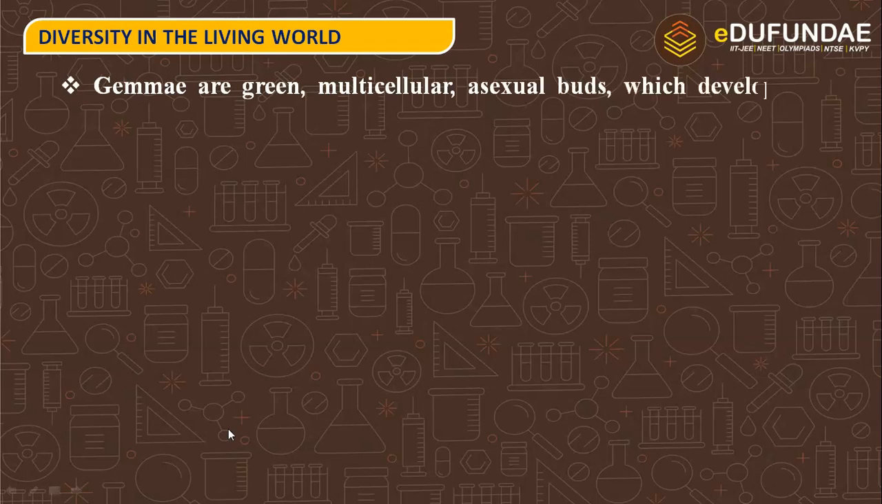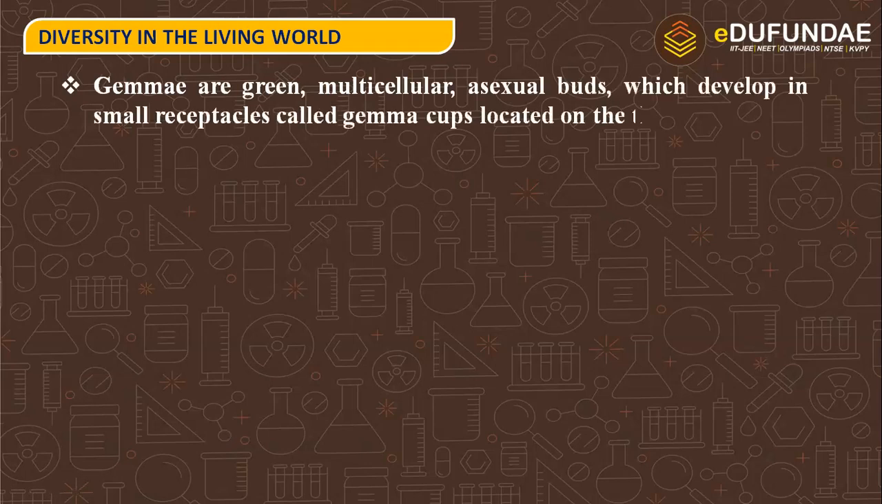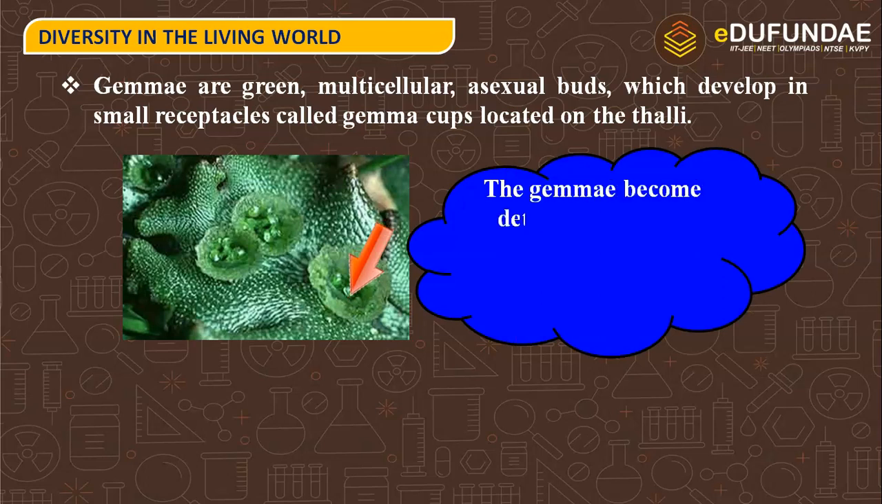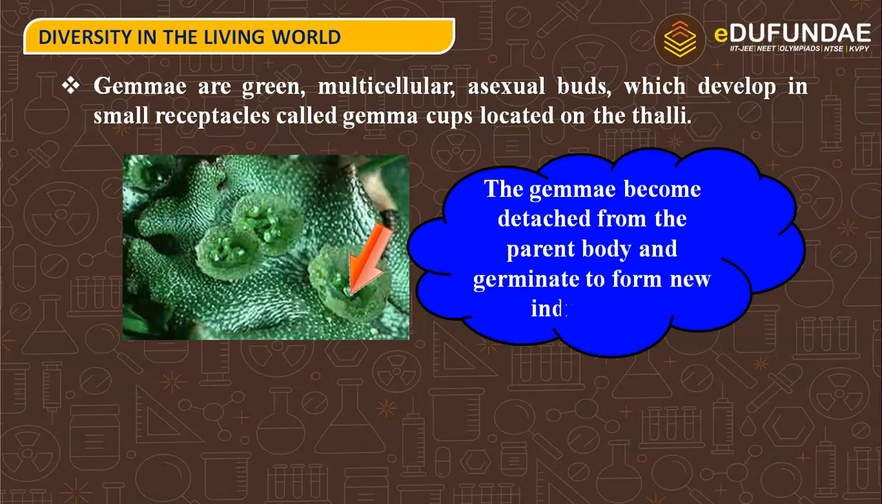Gemmae are green multicellular asexual buds which develop in small receptacles called gemma cups located on the thalli. So here we can see the thallus structure, on the top of which there is the formation of the gemma cups, and they are responsible for vegetative reproduction in the body. The gemmae become detached from the parent body and germinate to form new individuals. So we can relate it like that.